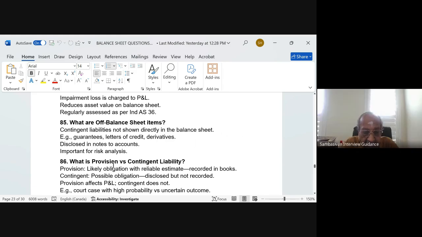This is a very, very important question. But normally they ask like this: what is contingent liabilities? First, they will ask that. If you answer that correctly, they will ask where it is shown. You are going to tell it will be shown under the notes. Sometimes they can ask you when it will be shown in the balance sheet. Then you will tell that when it is actually materializing, it will be shown in the balance sheet.